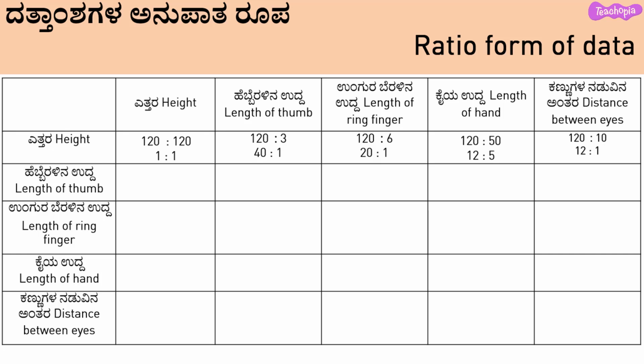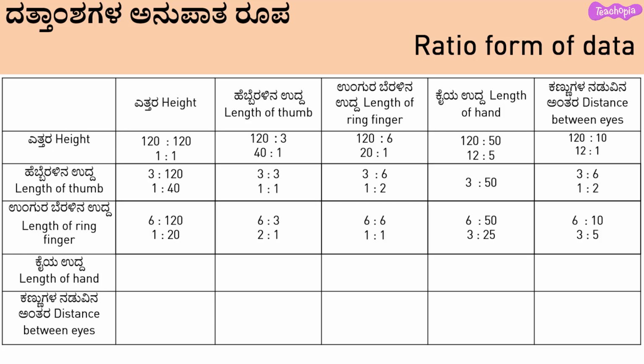In the same manner, we will write the ratio between each parameter in the left column to the data which are written on the header. The ratio of length of the thumb should be written with all those parameters which are written on the header. So it gives us these ratios. Next, when we write the ratio of length of ring finger to the data, it gives us these ratios. Next, when we write the ratio between length of the hand and each parameter of the header, it gives us these ratios. And next, when we write the ratio between distance between eyes and each element of the first row of the table, it gives us these ratios.